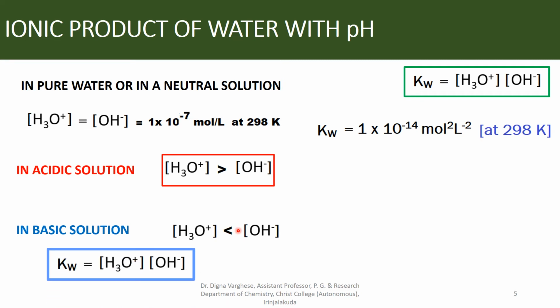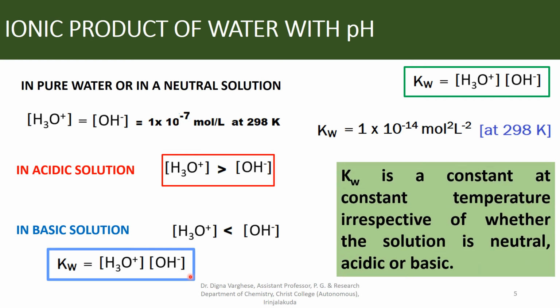In any case, the product of the concentration of H3O+ and the concentration of OH-, that means the ionic product of water, is a constant at constant temperature. So we can say that Kw is a constant at constant temperature, irrespective of whether the solution is neutral, acidic or basic.